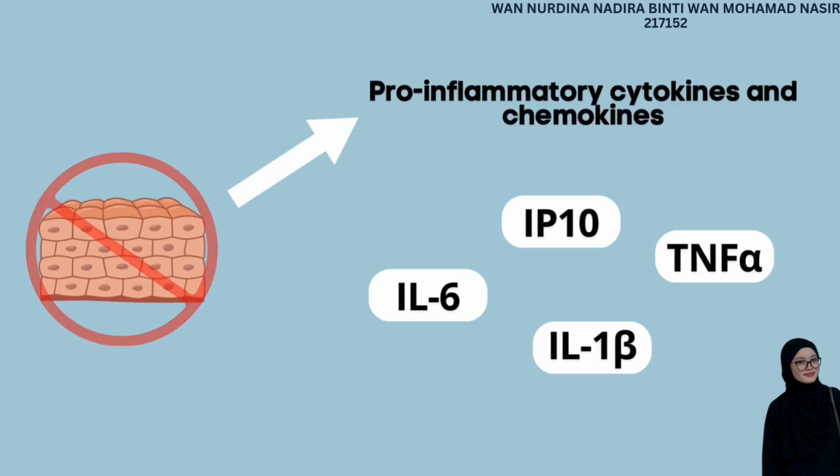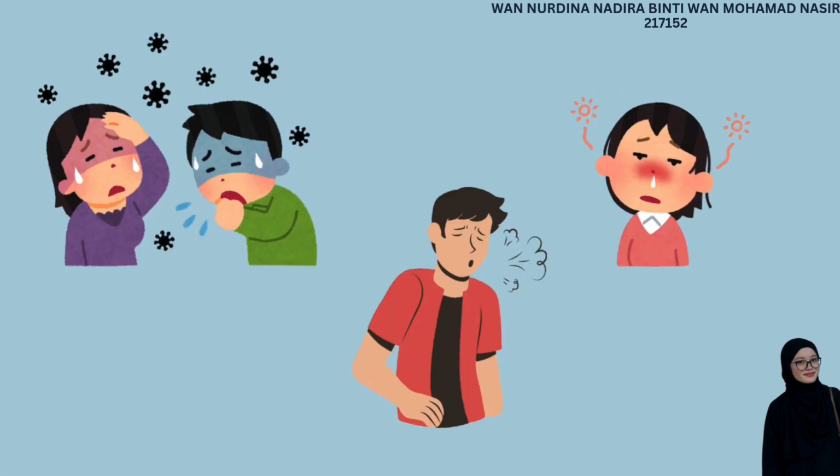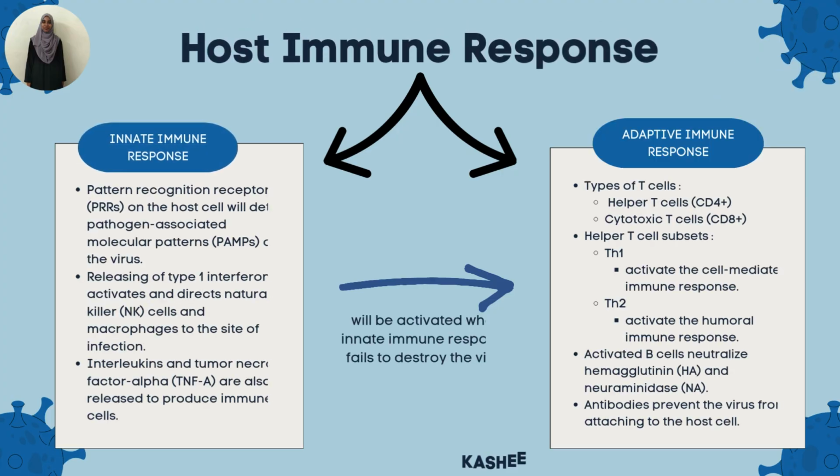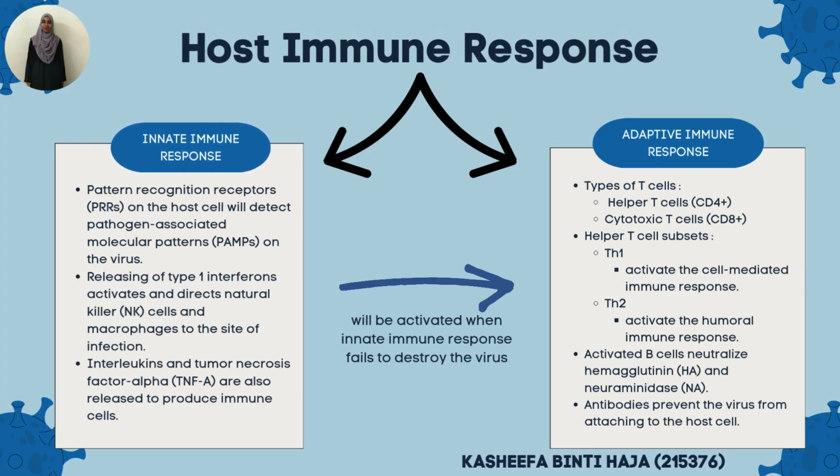As epithelial cells die, they release pro-inflammatory cytokines and chemokines like interleukin 6, interleukin 1 beta, tumor necrosis factor alpha, interferon gamma-induced protein 10, and more. These attract immune cells such as neutrophils and macrophages, which amplify the inflammatory response. While this aims to control the infection, it damages the surrounding tissues, leading to pulmonary inflammation and acute lung injury. High levels of these cytokines and chemokines also contribute to symptoms like coughing, difficulty breathing, and nasal congestion. The host immune response can be divided into two types, which are the innate immune response and the adaptive immune response.